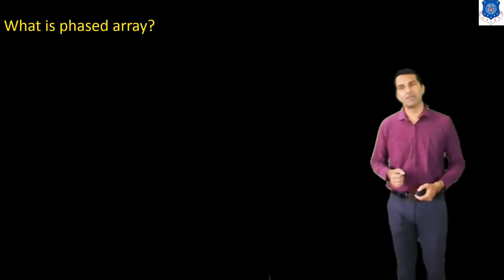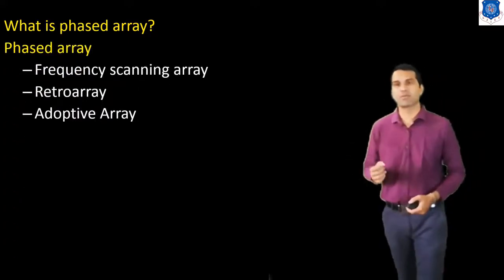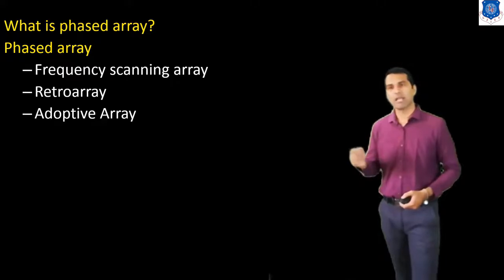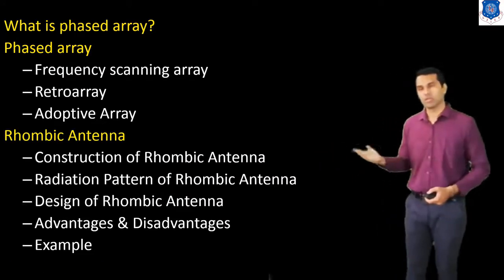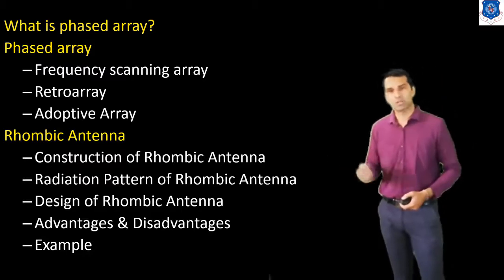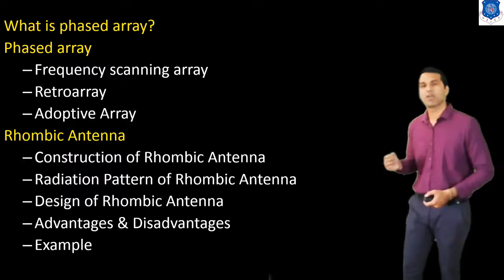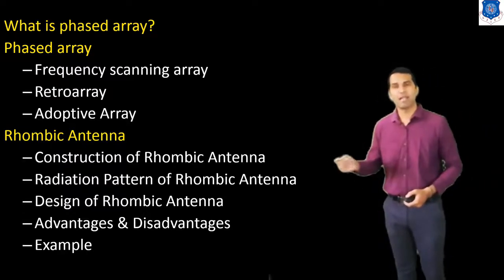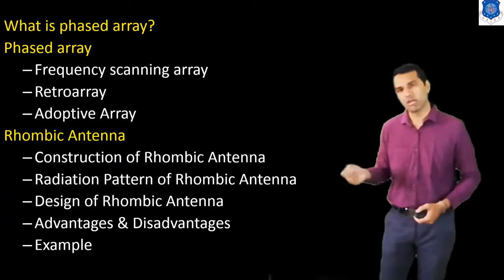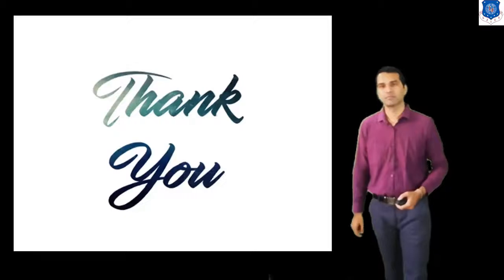So in this lecture, we discussed the phased array. In this, we discussed the frequency scanning array, retro array, and adaptive array. Then we discussed the rhombic antenna. For the rhombic antenna, we discussed the construction, radiation pattern, design, advantages and disadvantages, and lastly we calculated one example based on the rhombic antenna. Thank you.